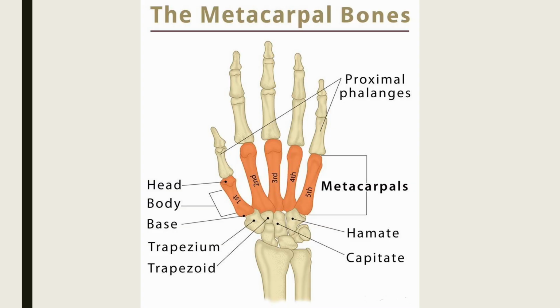There are 5 metacarpal bones numbered in radial to ulnar order. The metacarpal bones are miniature long bones with a distal head, a shaft, and an expanded base. The first metacarpal bone is the thumb. The second metacarpal bone is the index finger. The third metacarpal bone is the middle finger. The fourth metacarpal bone is the ring finger. And the fifth metacarpal bone is the little finger.